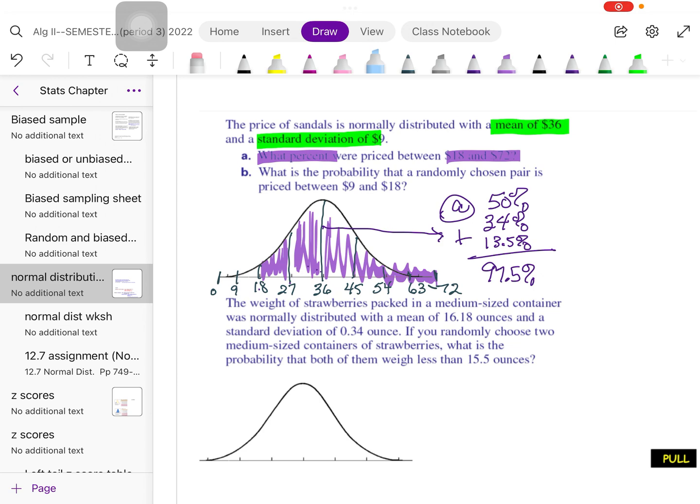Now part B says, what is the probability? So then I'm just going to give a decimal answer. That a randomly chosen pair is between $9 and $18. So 9 and 18 falls right here. So when I do part B, this is 1, 2, 3. Between 2 and 3 deviations is 2.35%.